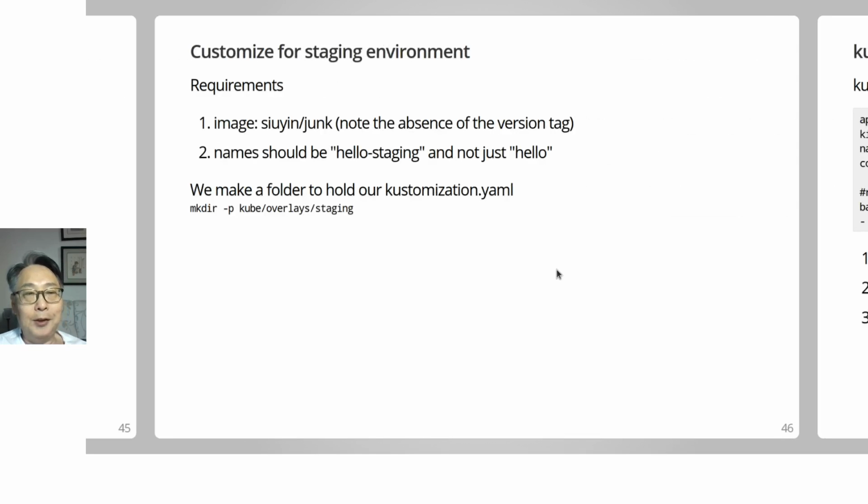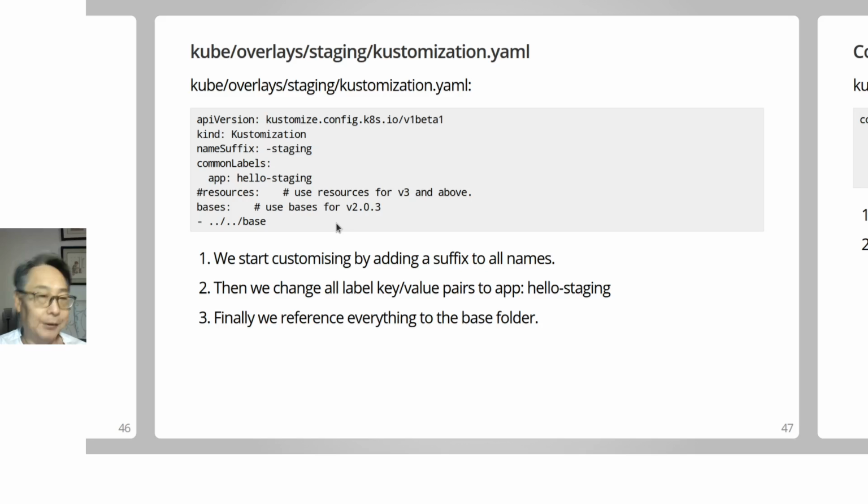Now let's create a new environment called staging. I want staging to use the older version, the one without the 0.1.1 tag. And the name should be called hello-staging and not just hello. So let's make a folder to hold our staging customizations. I'll make the folder inside the kube folder, but I create an overlays staging folder. I've already created it, so I won't run it.